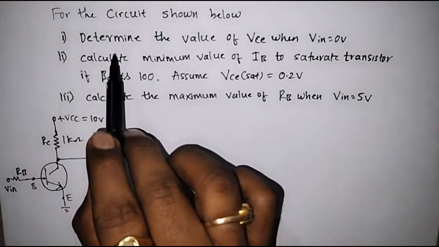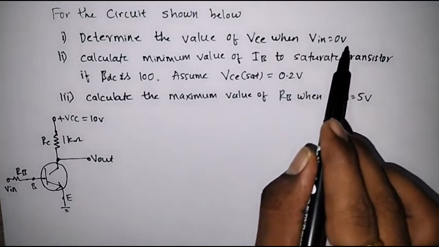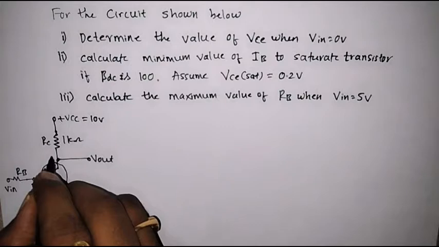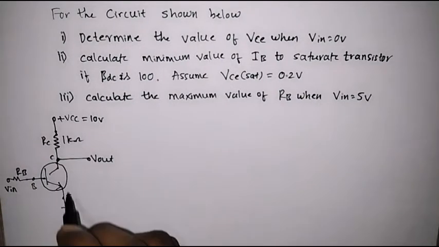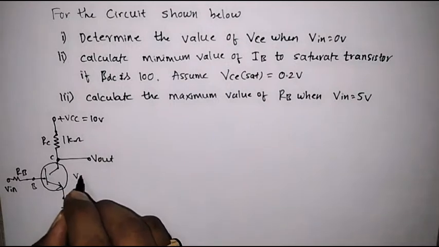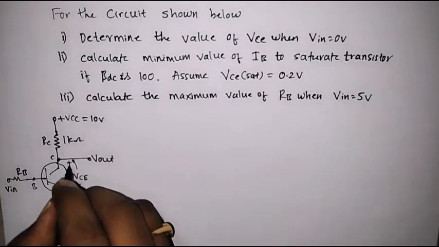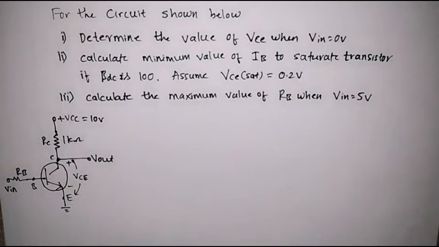The first sub question is to determine the value of VCE when Vin is equal to 0. VCE is nothing but, we know that this is the collector terminal of the transistor. The voltage between collector and emitter is known as VCE. So VCE is the collector to emitter terminal voltage.